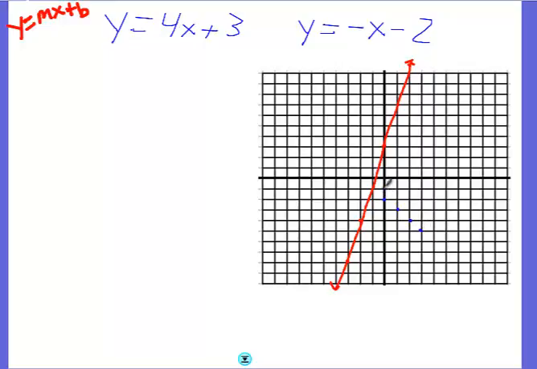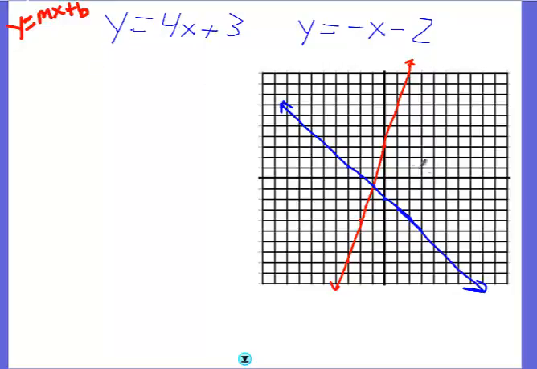Go back to your intercept and go up 1 to the left 1, just so we can get our line going in both directions. And again, I'm just going to connect our dots and go that way. And that leads us to find the intersection of our graph.